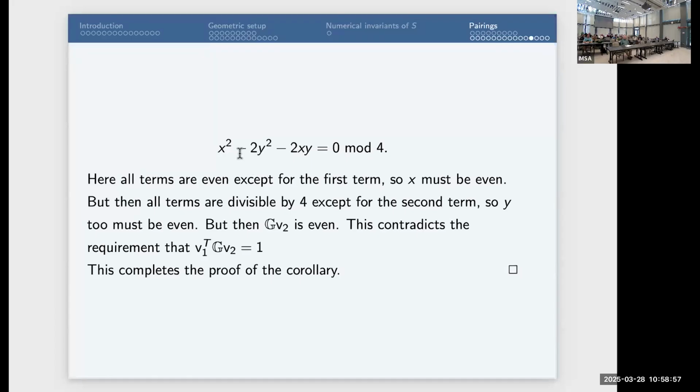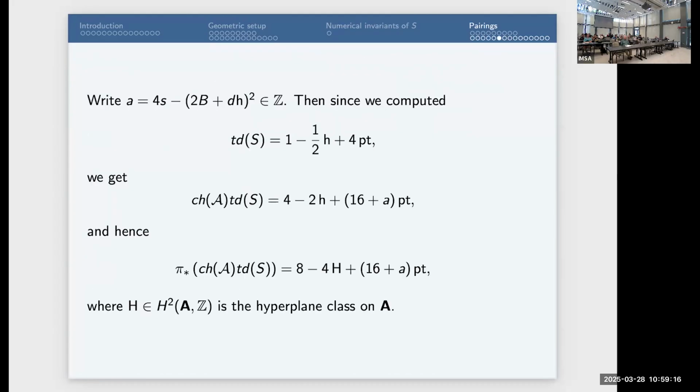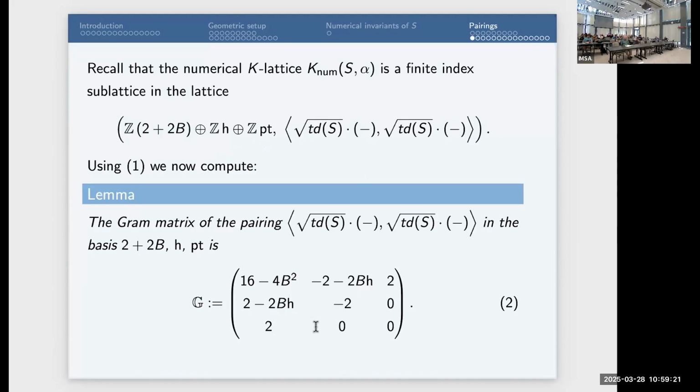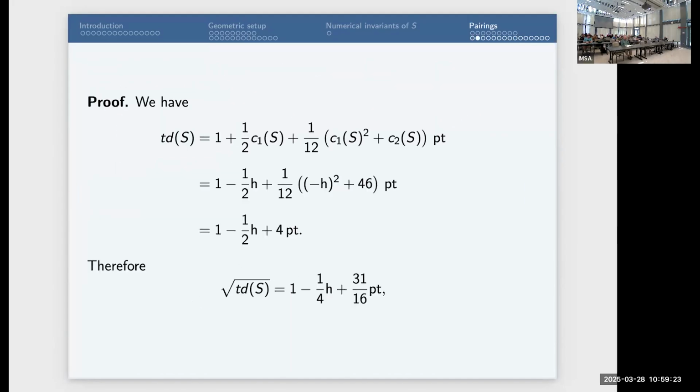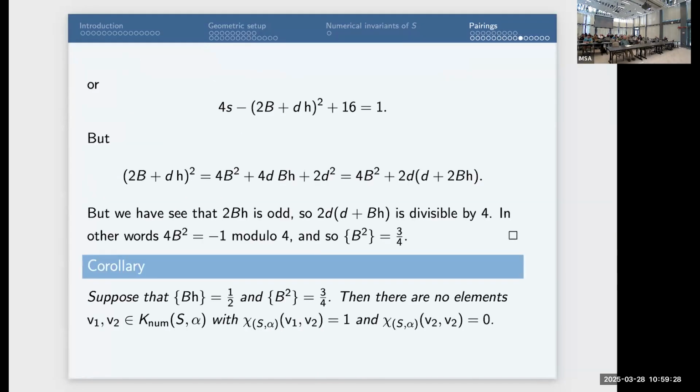But if x is even, no term is divisible by 4 except for the y squared. So y also has to be even. So both x and y have to be even. That says that the vector v2, because of the matrix G and a bunch of zeros, in fact, the x and y are both even. That means that the intersection of v2 with v1 has to be even, so it can't be 1.